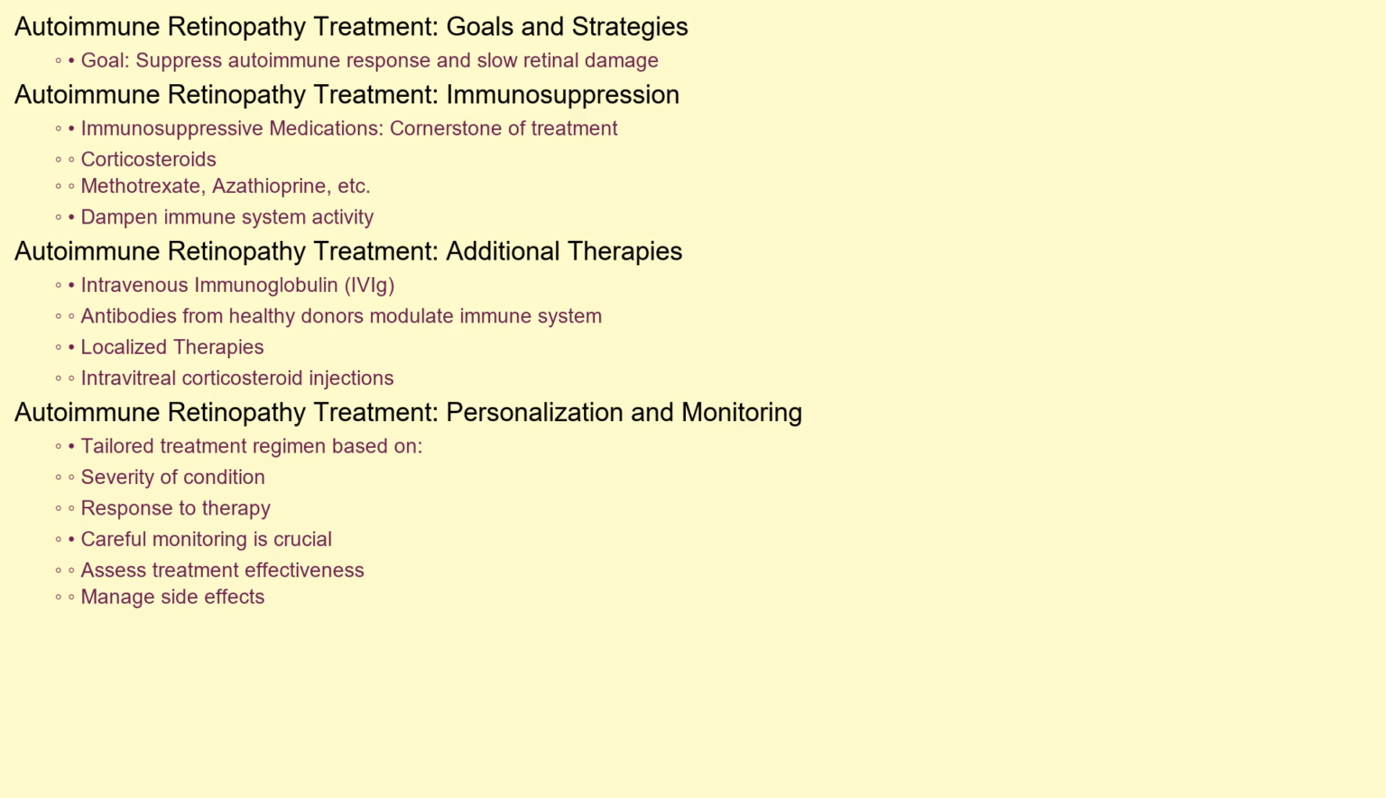The primary goal of treatment for autoimmune retinopathy is to suppress the autoimmune response and slow down or halt the progression of retinal damage. Immunosuppressive medications are the cornerstone of treatment. These medications, which may include corticosteroids, methotrexate, azathioprine, or other agents, work by dampening the activity of the immune system. Intravenous immunoglobulin, or IVIG, is another treatment option that involves infusing the patient with antibodies from healthy donors, which can help modulate the immune system. In some cases, localized therapies, such as intravitreal injections of corticosteroids, may be used to target inflammation directly within the eye. The specific treatment regimen is tailored to each individual based on the severity of their condition and their response to therapy. Careful monitoring is crucial to assess the effectiveness of treatment and manage potential side effects.